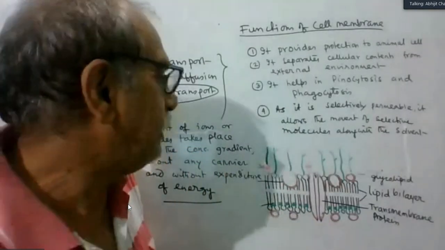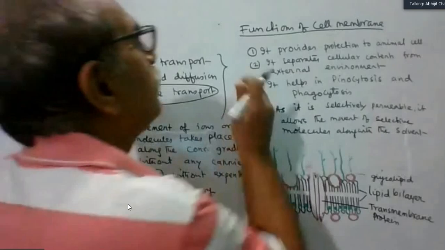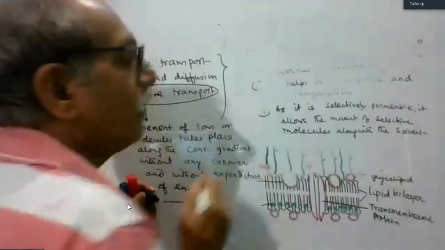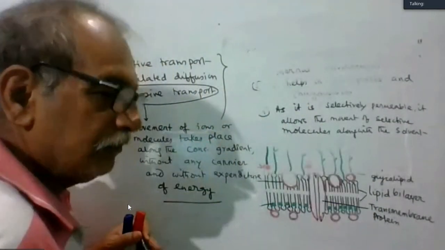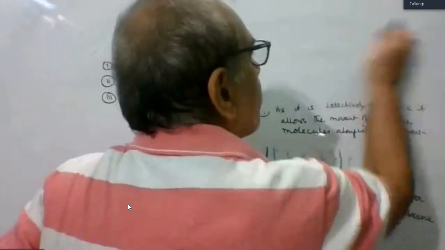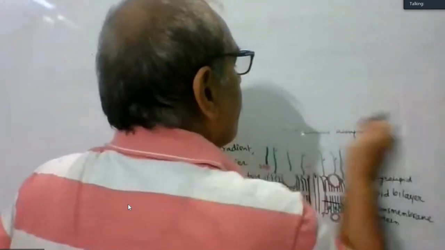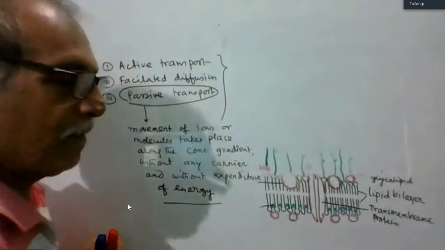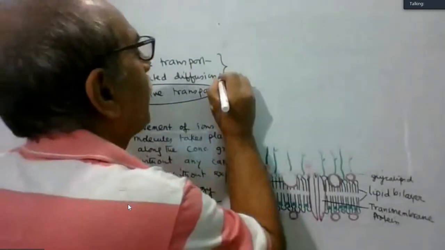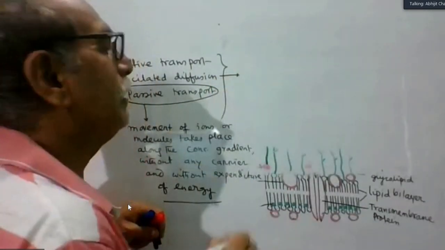In case of active transport, in case of facilitated diffusion, what happens here?